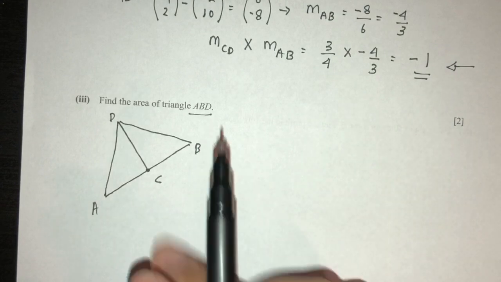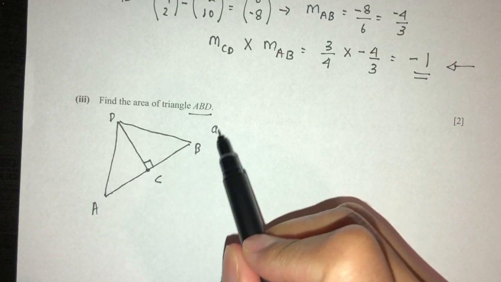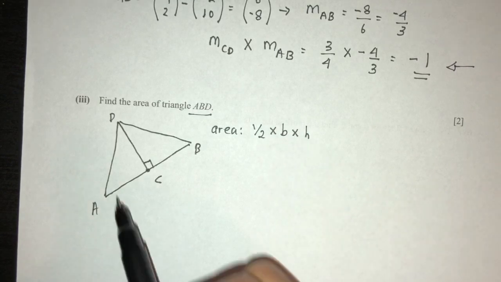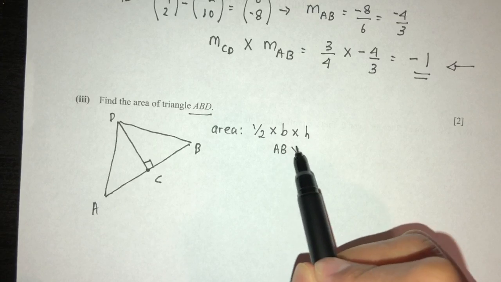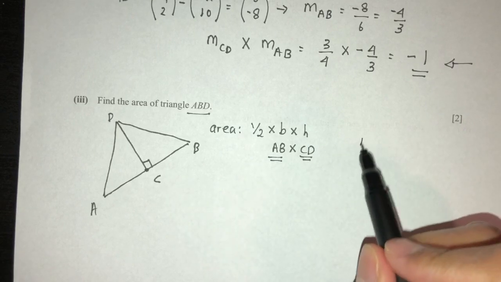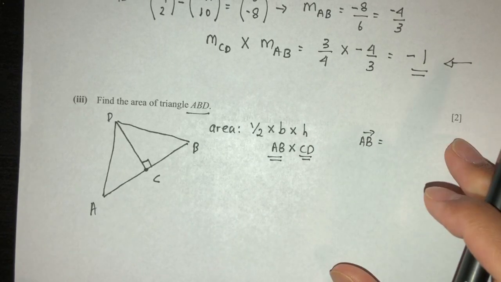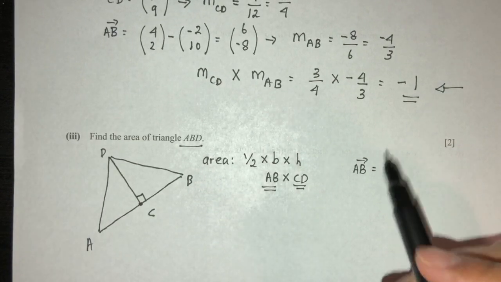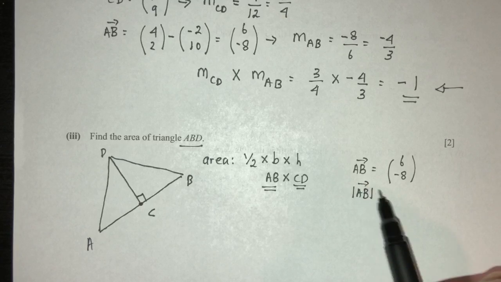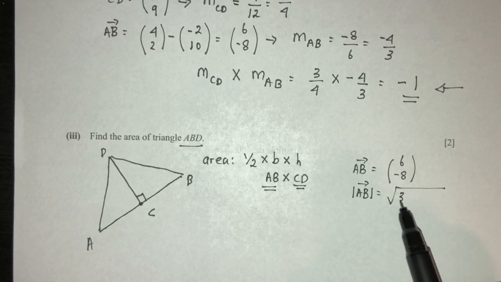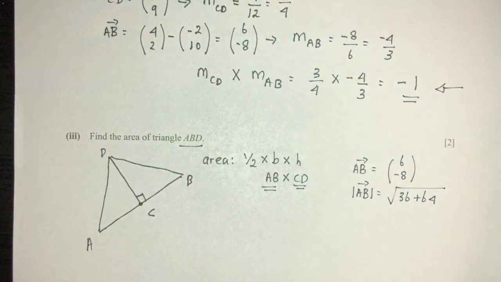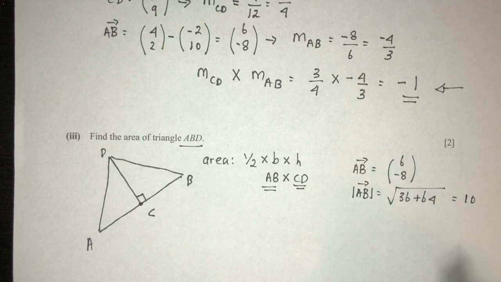So now we have to find the area of this triangle. How do you find the area of a triangle? You do half times base times height. The base is AB and the height is CD, right? So let's find those two lengths. We know AB is equal to 6 minus 8. So what is the magnitude? That will be the square root of 36 plus 64. So 36 plus 64 is 100, which means it is 10.